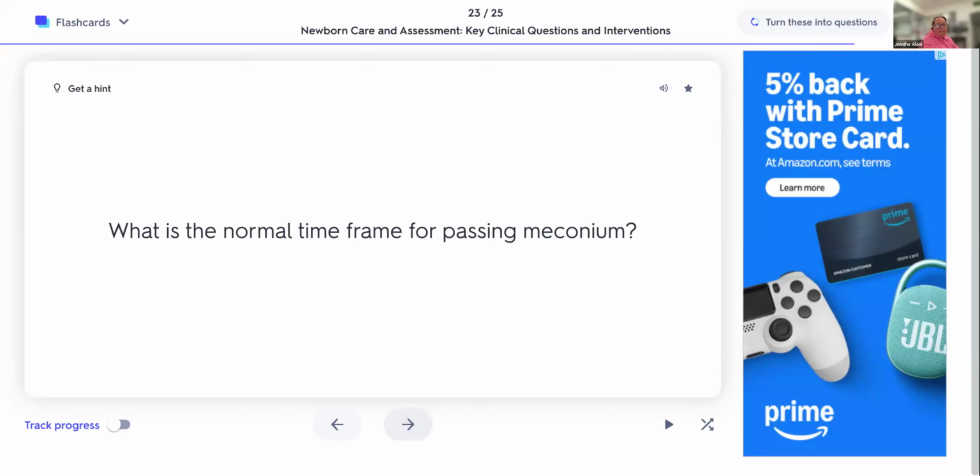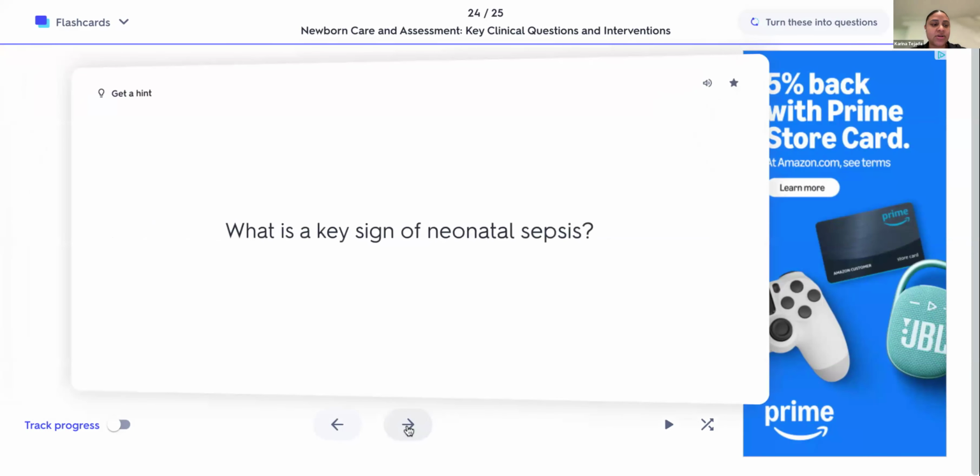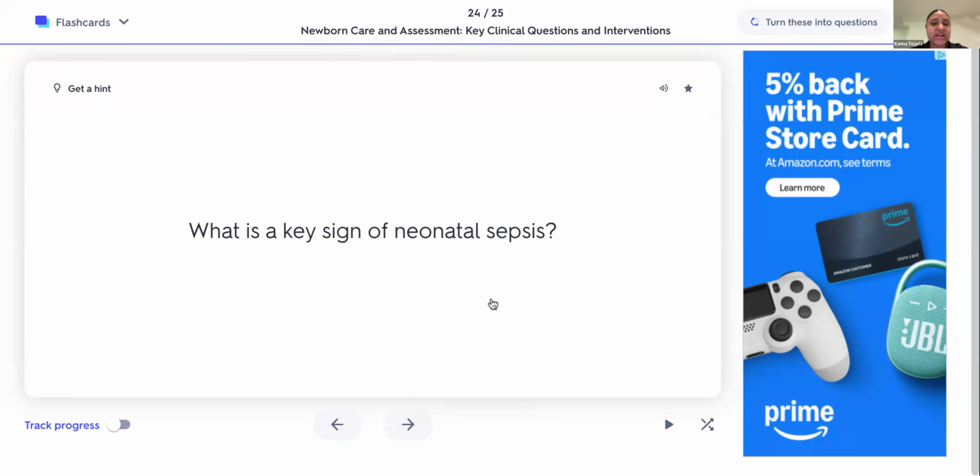What is the normal time frame for passing meconium? Isn't it within 24 to 48 hours? Yes, good. What is a key sign of neonatal sepsis?